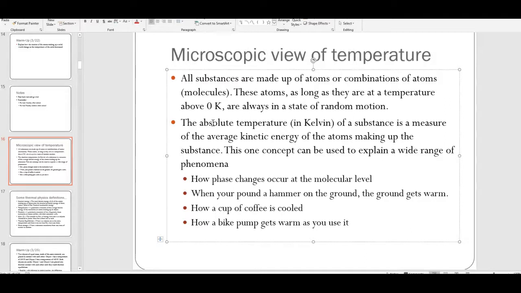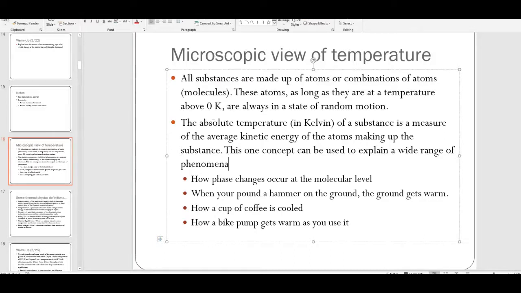When you pound a hammer on the ground, it gets warm. And you can understand that because when you pound on the ground, you're transferring the kinetic energy of the hammer into the atoms making up the ground, and into the atoms making up the hammer as well. And so that energy basically makes those atoms shake faster, and if they're vibrating faster, that corresponds to an increase in temperature. Okay, so that's why if you pound a hammer on the ground, both the ground and the hammer get warm over time.